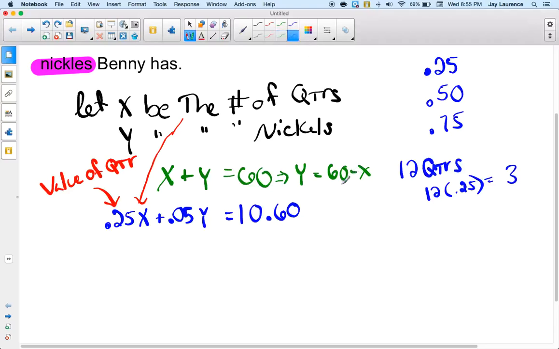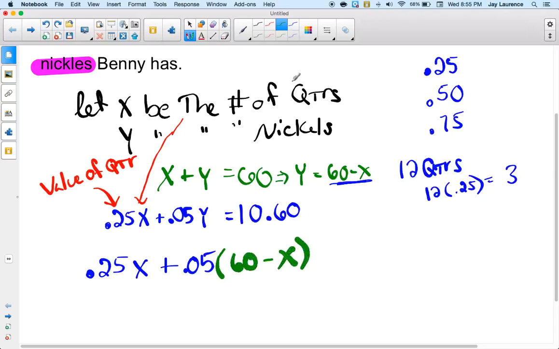Now I'm ready to substitute. I'm going to put this into this blue equation here in y's place. So I'm going to have 25 hundredths x plus 0.05, and then I've got to multiply that 0.05, that 5 cents, by the quantity of 60 minus x. Okay. And then that's going to equal $10.60. All I did was substitute.